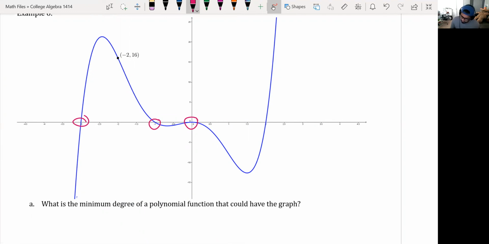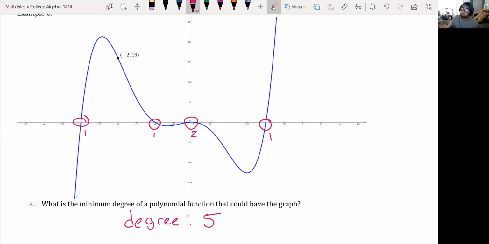And then at 2, we cross. So we know that this is odd, so this can be 1, that can be 1. That has to be 2 because it touches, and that's 1. So what is the minimum degree that this graph could have? And add those up. 1, 2, 4, 5. This can have a minimum of degree 5.